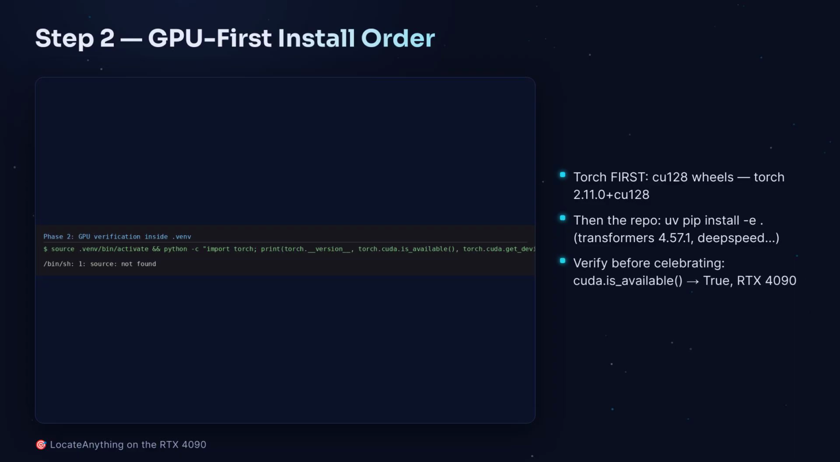Verify before celebrating. 1 line of Python must print CUDA available, true, NVIDIA GeForce RTX 4090. And 1 more house rule. Every model download is forced into a dedicated cache directory on the big drive, so 7 gigabytes of weights never lands on the system disk by accident.